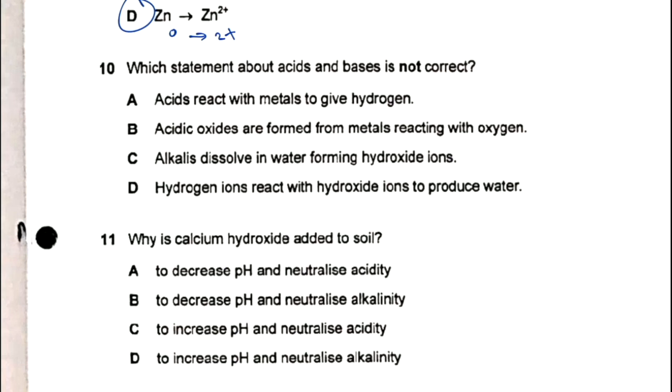Okay, next. Which statement about acid and base is not correct? Question 10. We want the one that is not correct. A is correct: acid plus metal will give you hydrogen gas. How about B? Acidic oxides are formed when metal reacts with oxygen. Is that true?